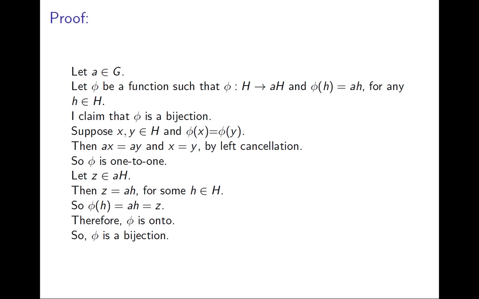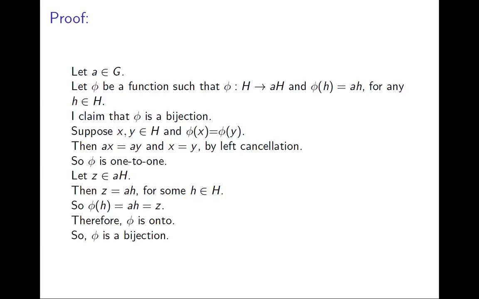So let's begin the proof. Let a be an element of G. Define phi as a function from H to aH, where aH is a coset, and phi of h equals ah for any h in H. I'm going to claim that phi is a bijection. So suppose that x and y are in H, and phi of x equals phi of y. Then ax equals ay by definition of our function, and x equals y by left cancellation. So phi is one-to-one.